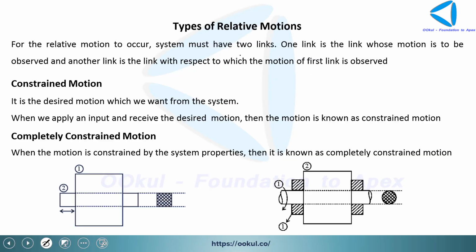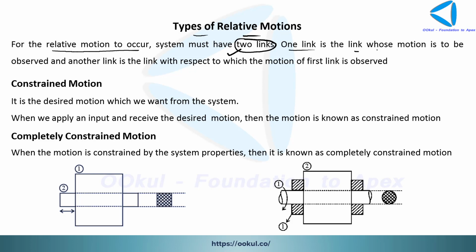चलिए आगे बढ़ते हैं. Types of relative motions. Now let us see what are the types of relative motions. First important thing is, for the relative motion to occur, system must have two links. Okay, याद रखिएगा, बहुत इंपॉर्टेंट है कि मोशन के होने के लिए, for the relative motion to occur, system must have two links. दो लिंक्स होने चाहिए. Okay, दो कौन कौन से होने चाहिए?